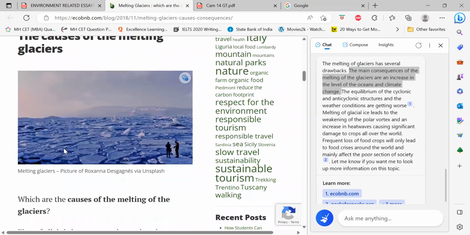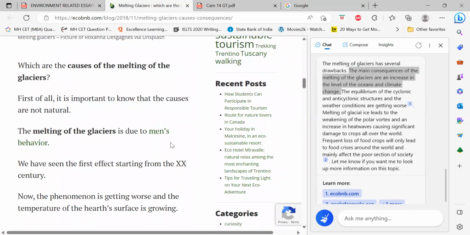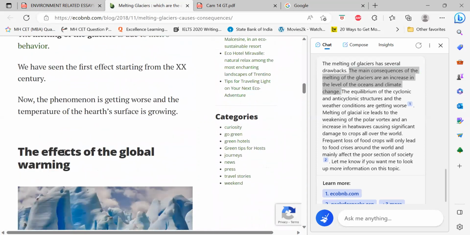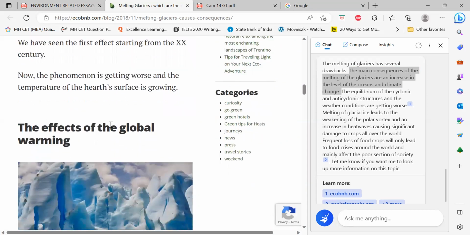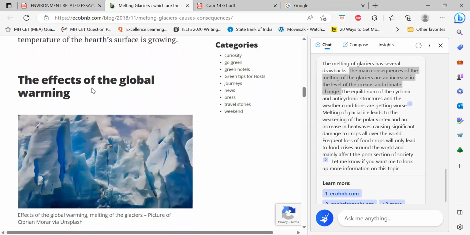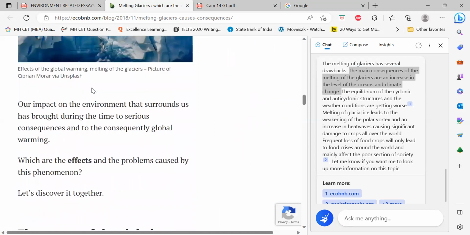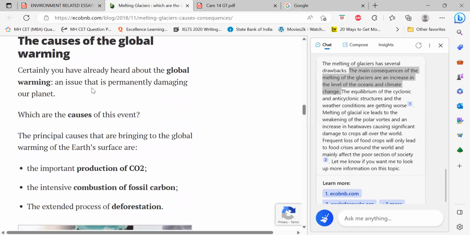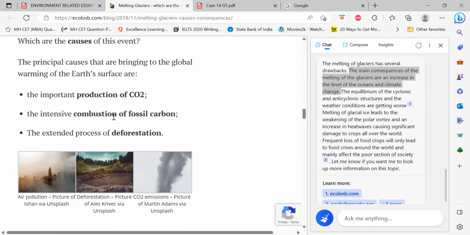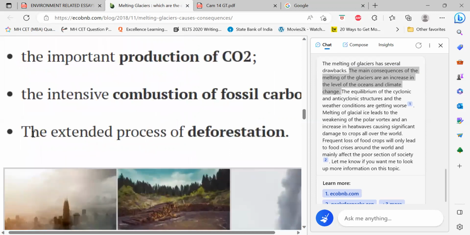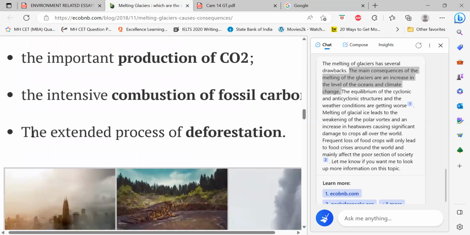Causes of melting glaciers. What is causing it? Due to men's behavior. Men's means not women and men, human behavior. Okay. The phenomenon is getting worse, and the temperature of the Earth's surface is rising. Why is the Earth's surface warming? Effect of global warming. Important production of CO2, intensive combustion of fossil carbon, extended process of deforestation. It doesn't just say cutting. See how beautifully they say it: instead of saying cutting of trees, extended process. It means a lot of deforestation happens.